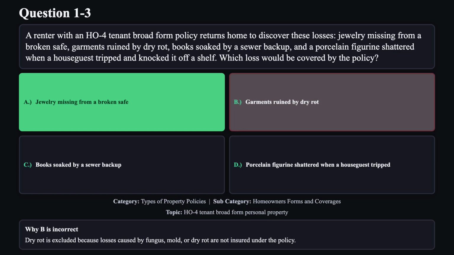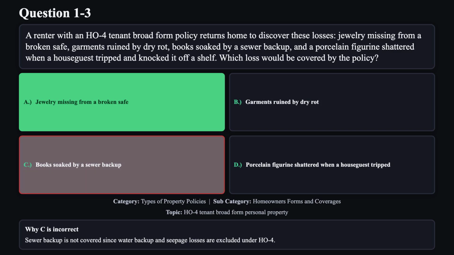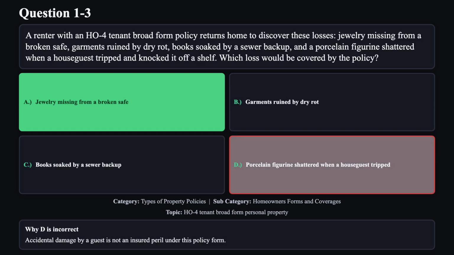Reason B is not correct. Dry rot is excluded because losses caused by fungus, mold, or dry rot are not insured under the policy. Reason C is not correct. Sewer backup is not covered since water backup and seepage losses are excluded under HO4. Reason D is not correct. Accidental damage by a guest is not an insured peril under this policy form.